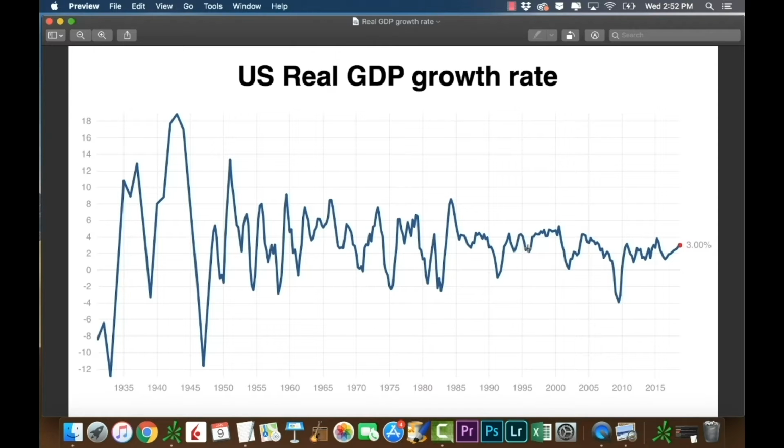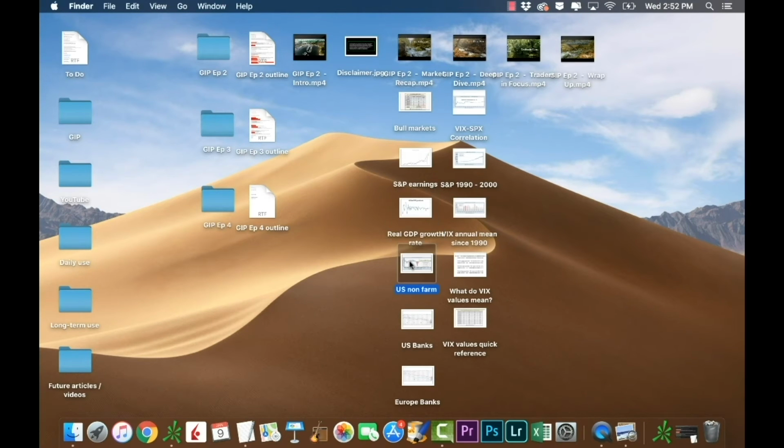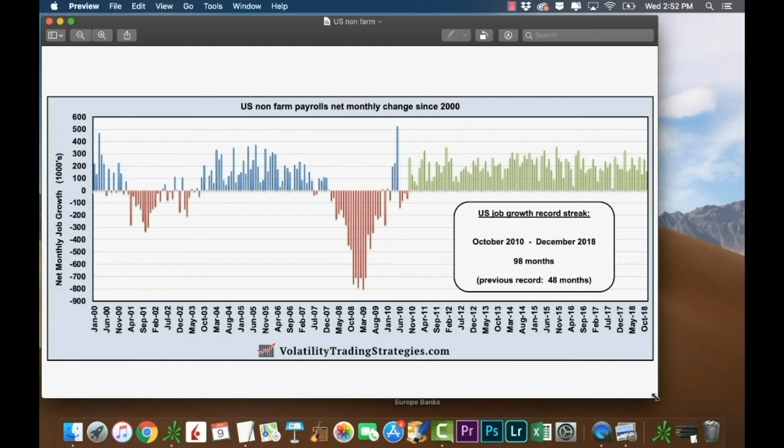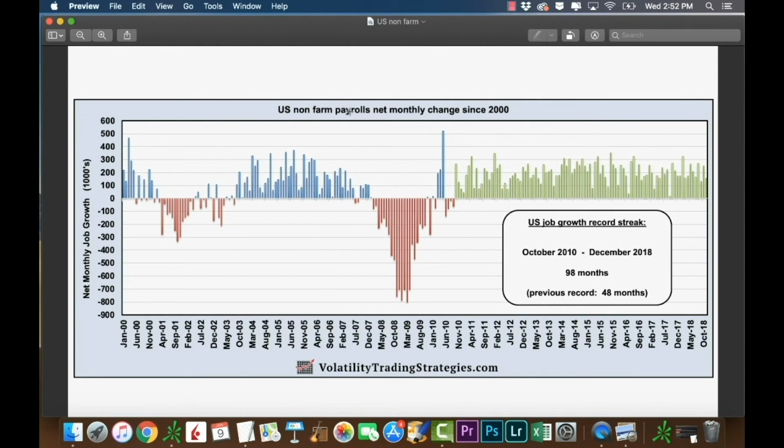So I personally think it's a little bit more than that, but it is hard to make a case that we're in a recession or heading towards a recession when real GDP growth is still 3% year over year. And the last metric, which of course is also a very important component, is the job market. So this is the U.S. non-farm payrolls, net monthly change since 2000. And again, we've been positive for many months in a row now here.